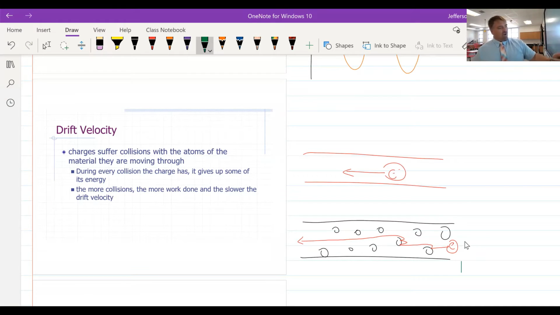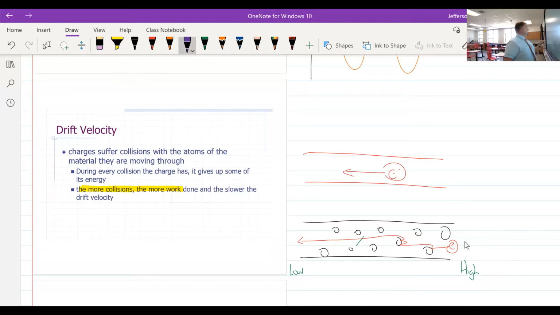So remember, this is your high energy over here. Here's your low energy here. So it's like it's going down a hill, and it's just running into stuff. And every time it hits, it's going to slow down. It's going to give up a little bit of that kinetic energy that it had, and it's going to go into something else. And so what we can say is that the more collisions there are, the more work done, the slower the object goes.